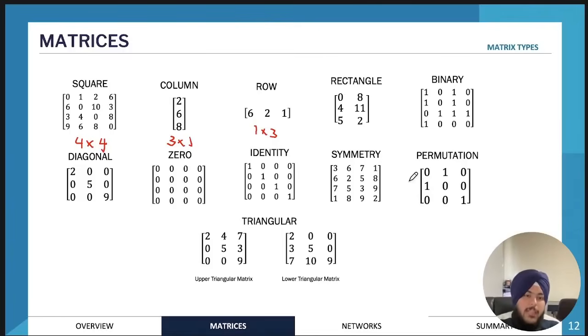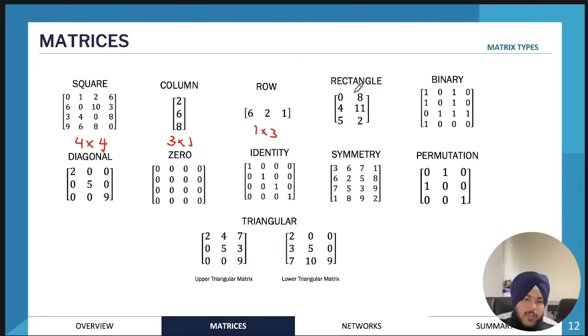So they won't specifically ask, what is this matrix? It'll usually be in the form of giving you a matrix and then asking you to identify what different types of labels it might be associated with. For example, this matrix is a permutation matrix, but it's also a square matrix, and it's also a binary matrix. So we'll have a look at those.